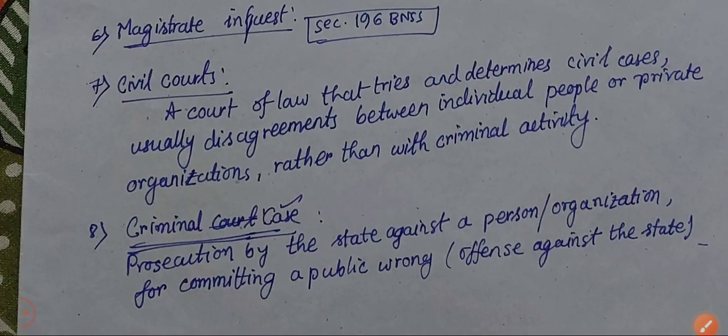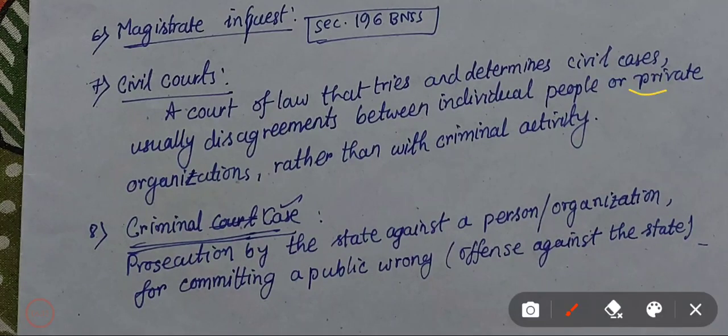Civil court is a court of law that tries to determine civil cases, usually disagreements between individuals or private organizations rather than criminal activity. The judge can order the payment of money or a fine, or make a decision about family, home or land.